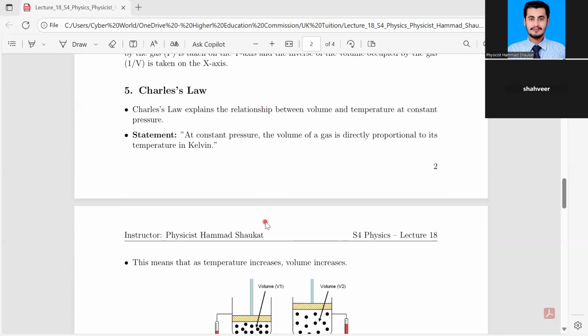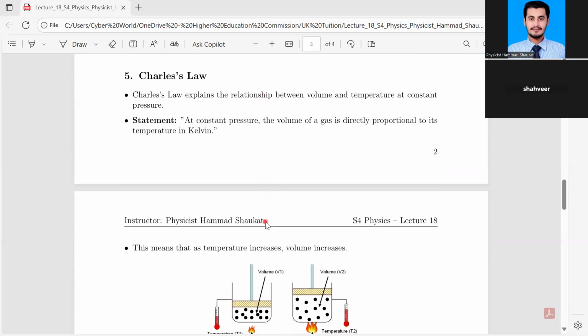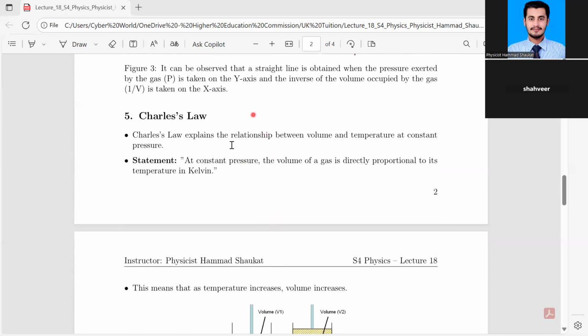So let's move on towards the second law, which is known as Charles' law. Charles' law is another gas law. It basically explains the relationship between volume and temperature. As you know, Boyle's law explains the relationship between pressure and volume, but Charles' law describes the relationship between volume and temperature.